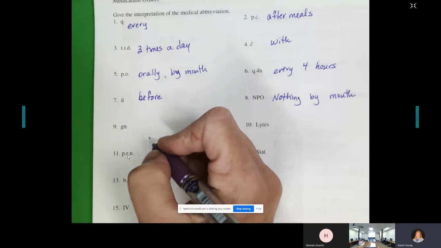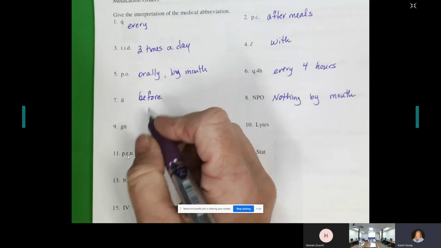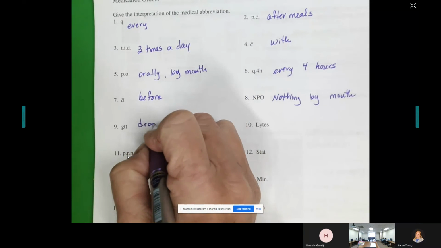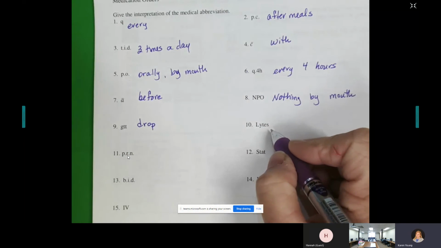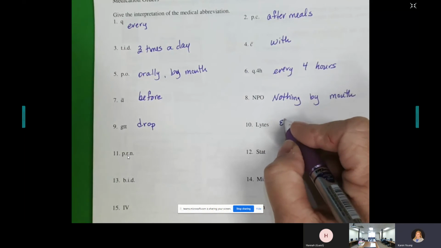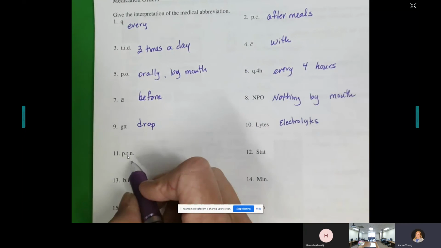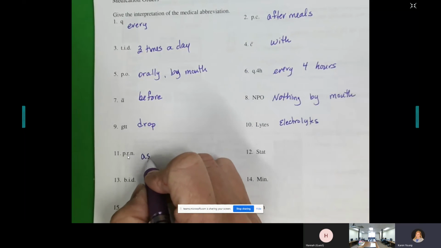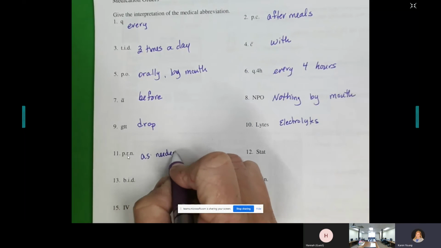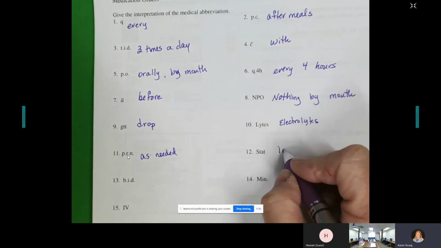And then GTT. Oh, that was on there. GTT is drop. Lytes is electrolytes. PRN is as needed. What about STAT? Immediately.